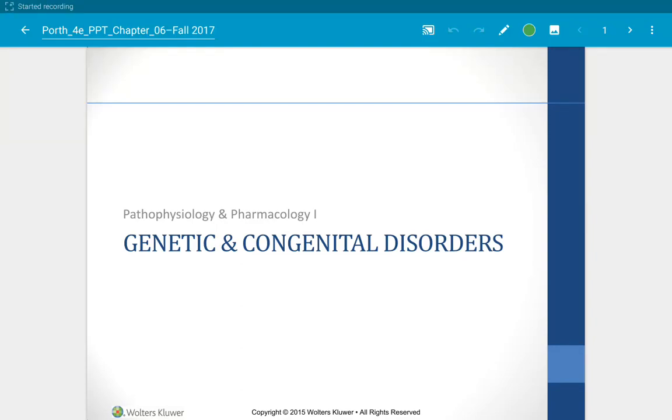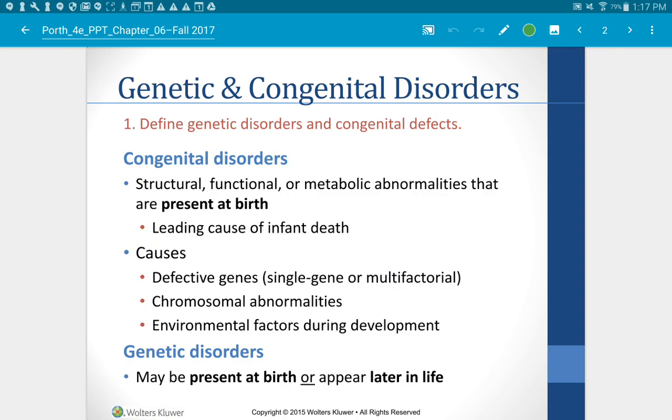Okay, well, let's go ahead and get going here. This is now chapter 6 from your book, kind of part 2 of genetics. We get to apply much more of this now to disease and make sure we have full understanding in that area.